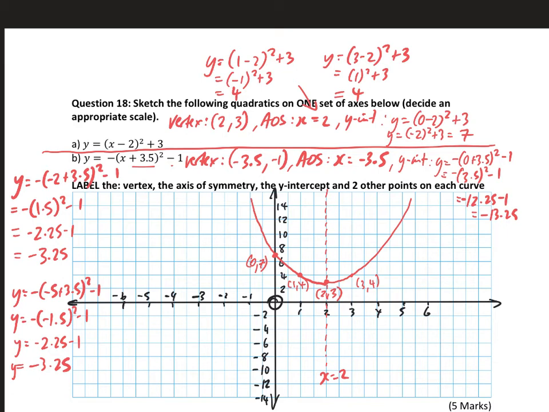Okay. Second one, vertex negative 3.5, negative 1. Negative 3.5, negative 1. What have we got? Axis of symmetry at negative 3.5. X equals negative 3.5. Y-intercept is going to happen at negative 13.25. 13 there, so somewhere there.